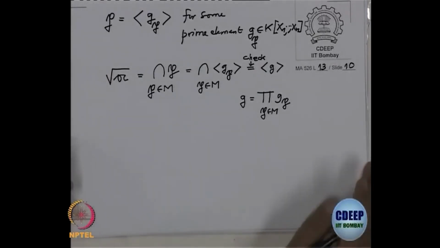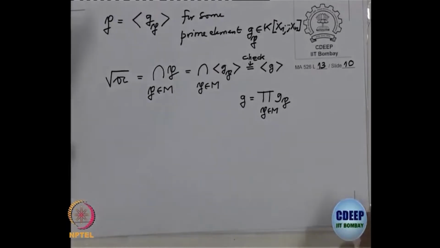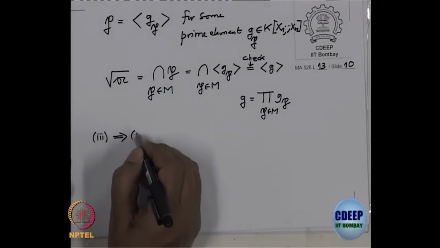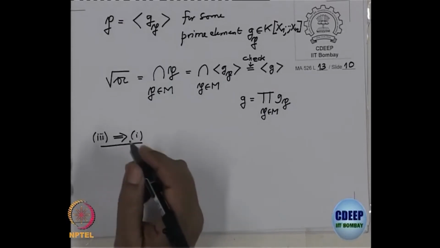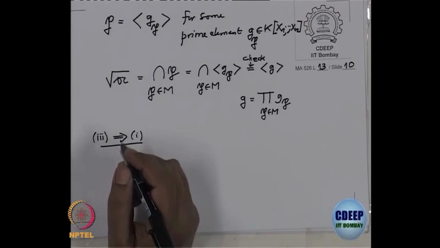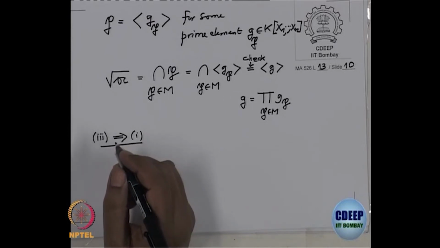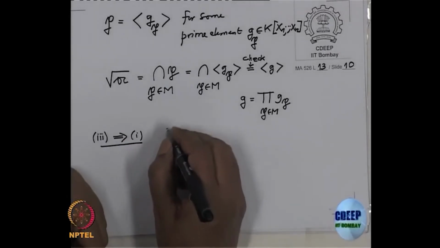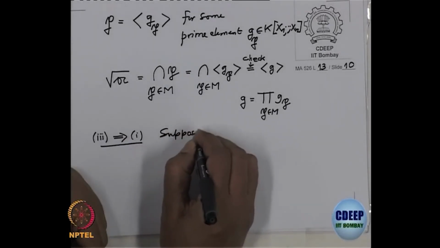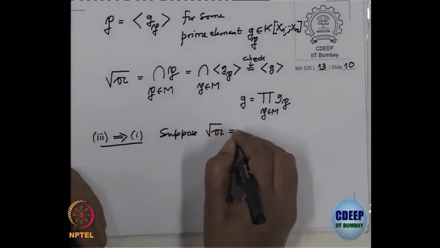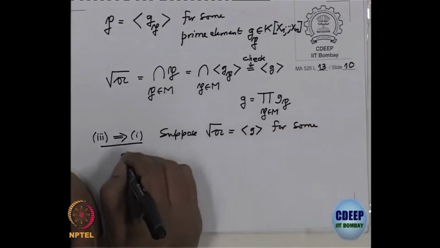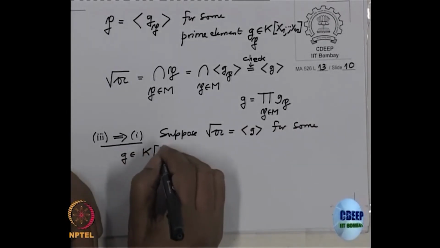Now 3 implies 1. So, we are given that the radical of the given ideal A is a principal ideal, and from that we want to conclude that A is equidimensional of dimension n minus 1. Okay. So, suppose the radical of A is generated by G for some G in k[x1, x2, ..., xn].